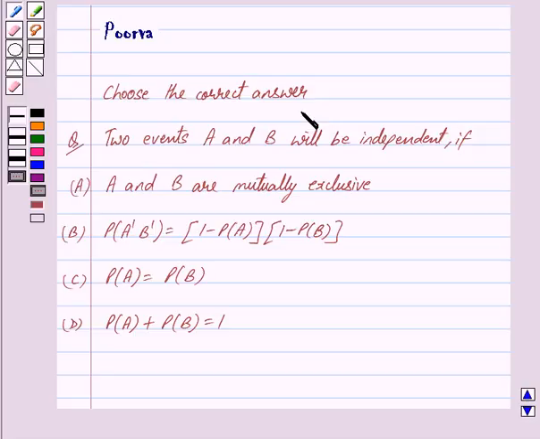Choose the correct answer. And the question is, two events A and B will be independent if A and B are (A) mutually exclusive, (B) probability of A complement into B complement is equal to 1 minus probability of A into 1 minus probability of B, (C) probability of A is equal to probability of B, (D) probability of A plus probability of B is equal to 1.